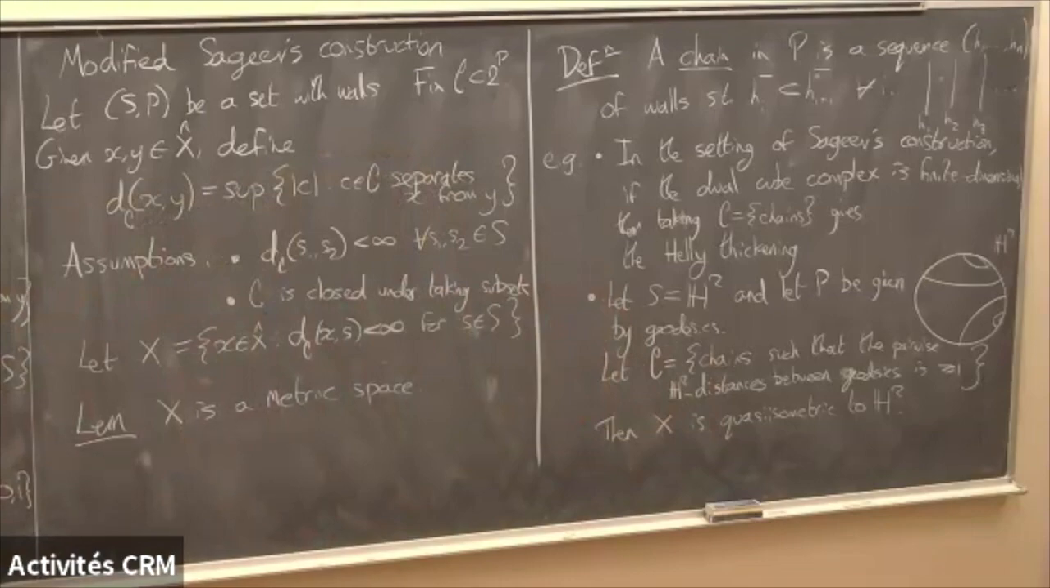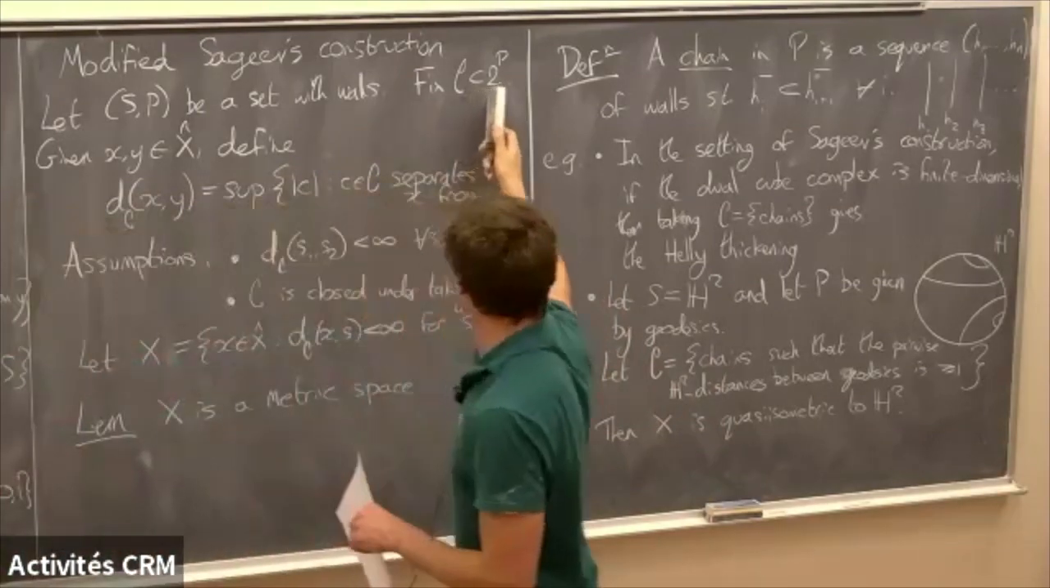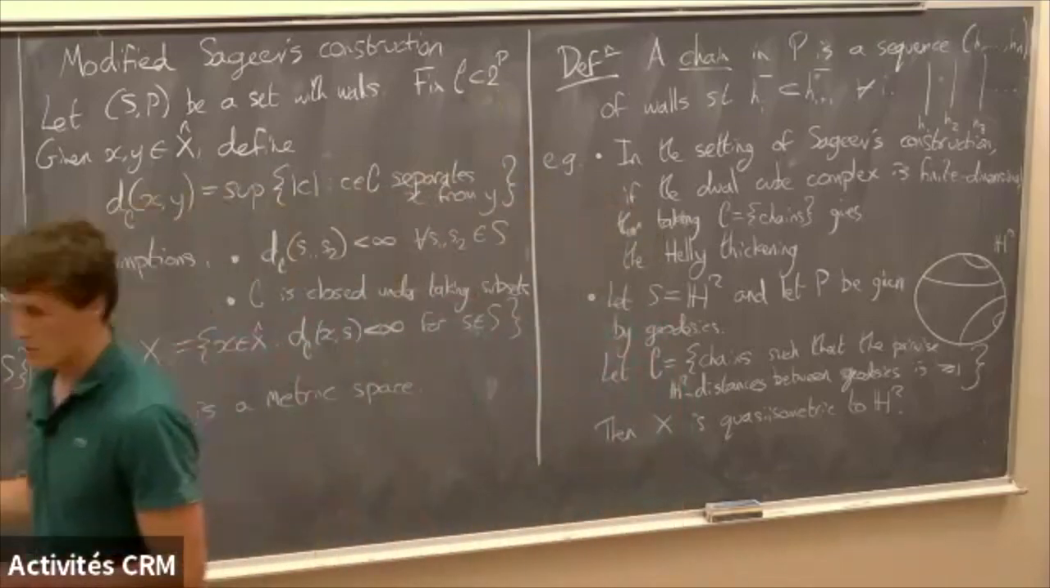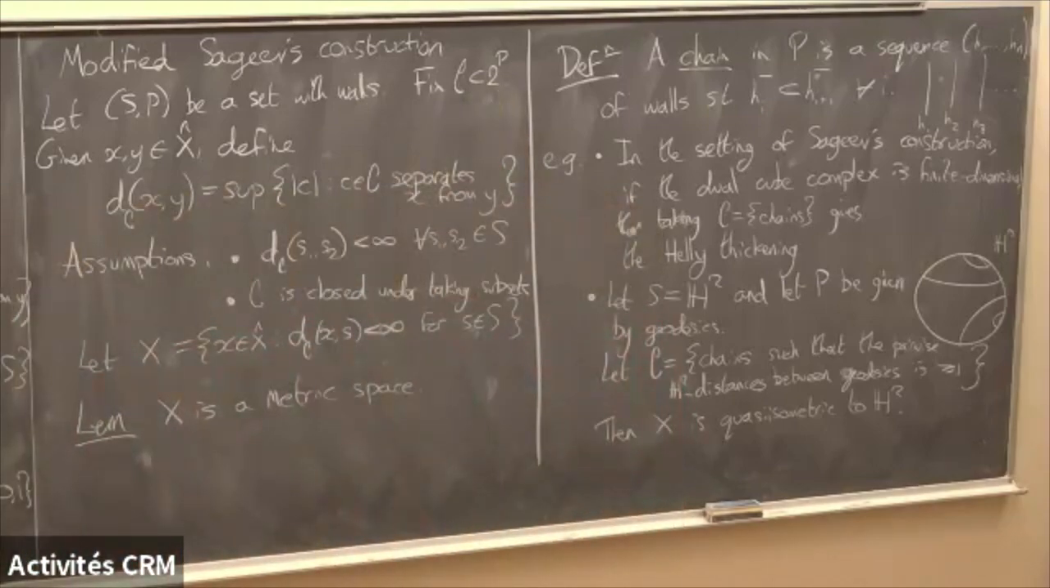That's what that example is. So using this version of things, where you take subsets of 2 to the P, gives you extra flexibility, because C can be a lot smaller than the set of walls, as in that hyperbolic example, because there are uncountably many walls at any 2 points in the hyperbolic plane at finite distance. So C is much smaller than 2 to the P.